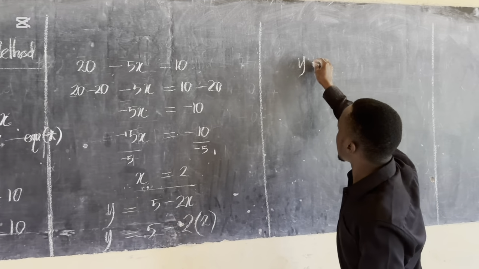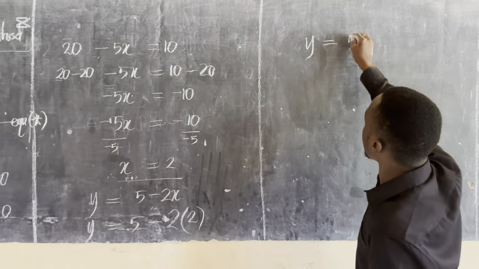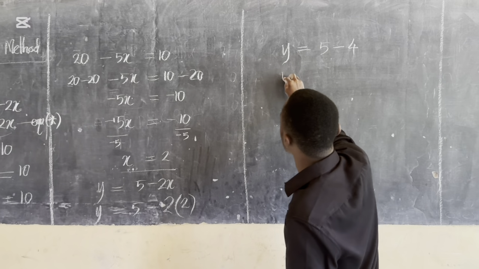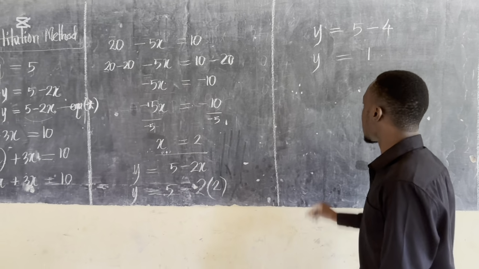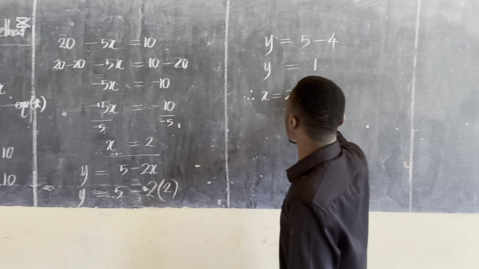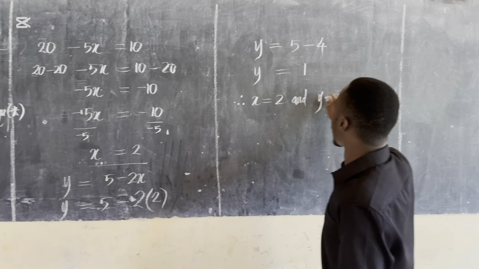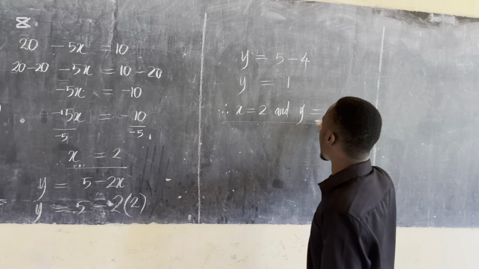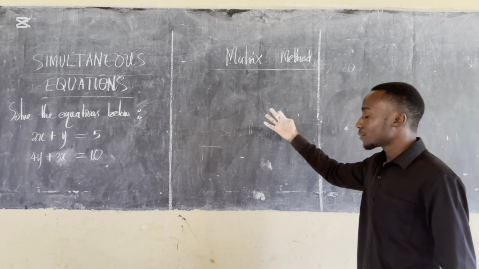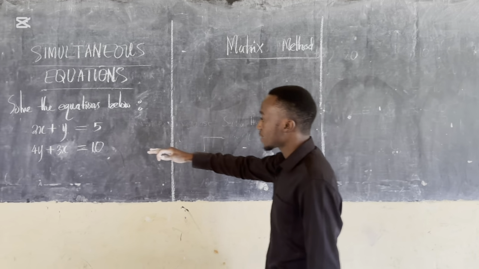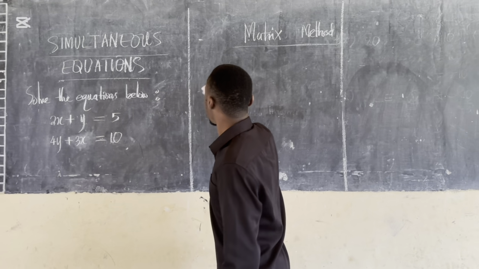So my y will be 5 minus 4, making my y 1. That will also conclude that our x is 2 and y is 1.